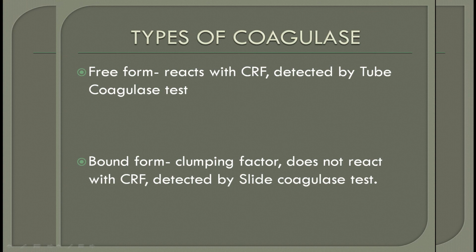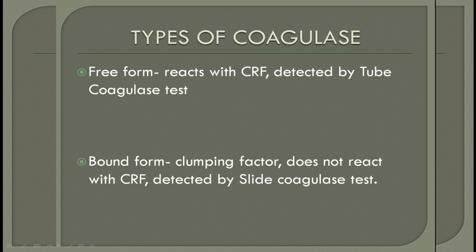Our topic of discussion is the coagulase test, but the coagulase test has two subtypes: tube coagulase and slide coagulase. In the tube coagulase test, we do it in a tube. In slide coagulase, we do it on a slide. We'll see it in a bit. Why I'm telling this is to draw the point into this discussion that the free form of coagulase enzyme is detected by the tube coagulase test, whereas the bound form of coagulase enzyme is known as clumping factor.